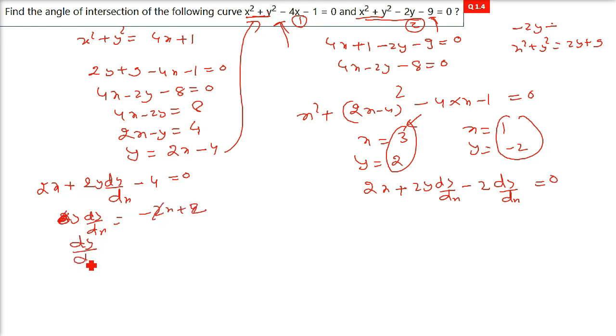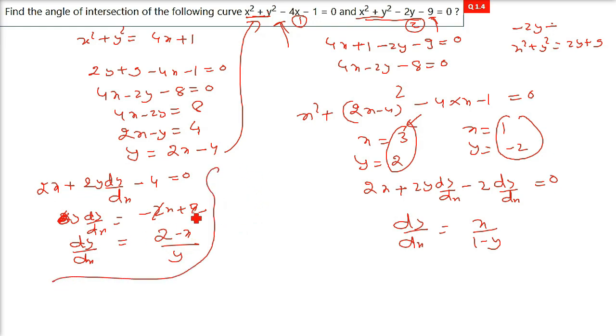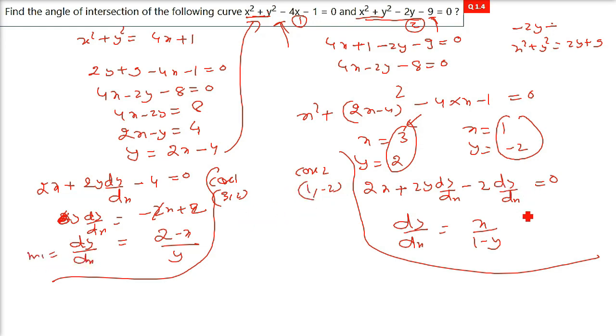Let us see it. dy by dx will be equal to (2 minus x) divided by y. Here dy by dx will be equal to, again I'm just rearranging it, okay? Nothing else I'm performing. I'm just doing rearrangement. You will get dy by dx is (2 minus x) by y in the first case. In the second case, you will get x by (1 minus y). Now you have (3, 2) and (1, minus 2). So I'm making it as case 1 and case 2. Case 1 you will take x as 3 and y as 2. Case 2 you will take x as 1 and y as negative 2. So this is M1, this is called M2.